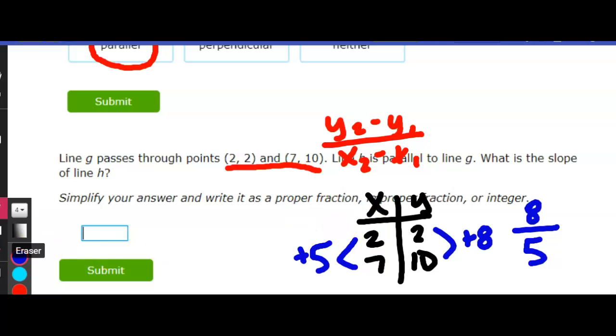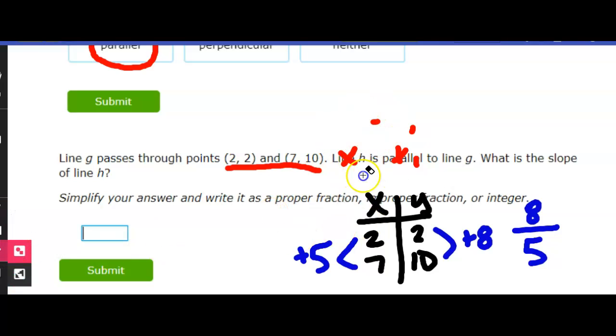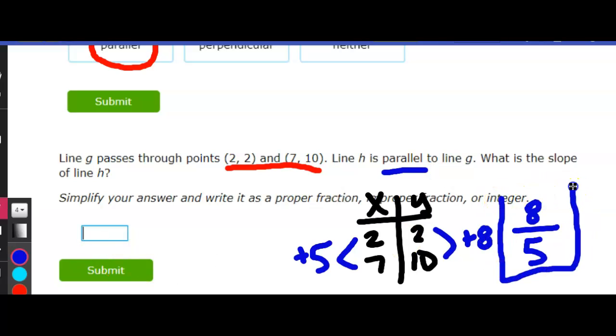And it said right here, I did cover it up with this jumble, but it said right here it wanted to know what was parallel. So I would need to make sure it's simplified, so I'd type it in my calculator, 8 over 5, press enter, and it is. So 8 over 5, press submit.